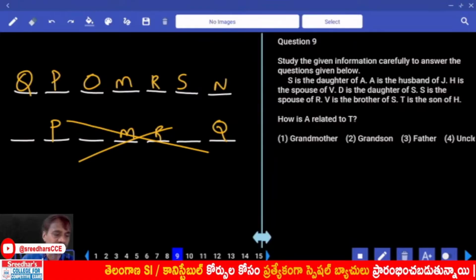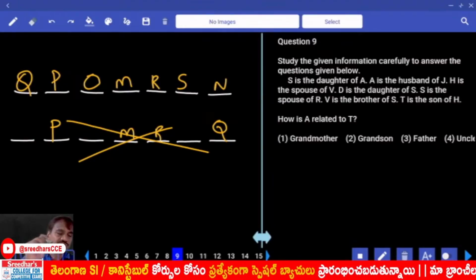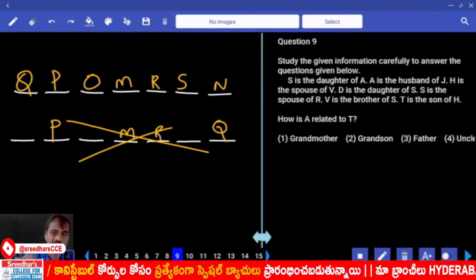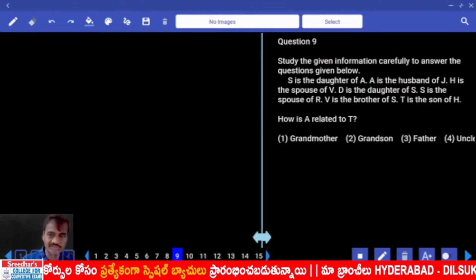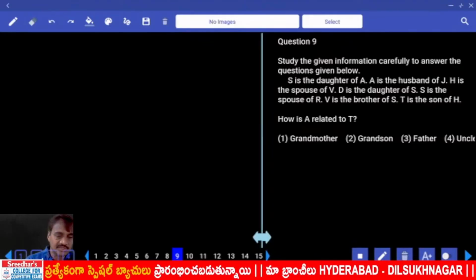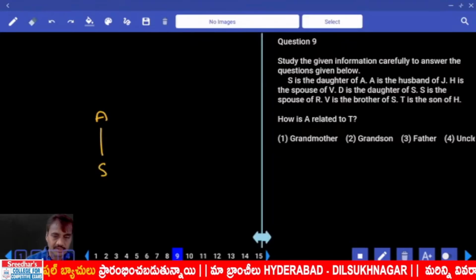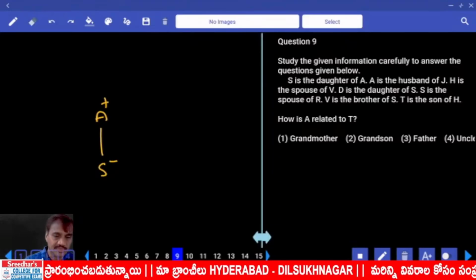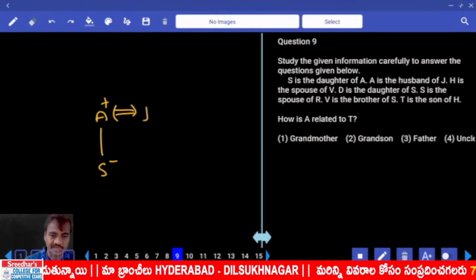Then coming to question number 9 onwards. Now blood relations. S is the daughter of whom? A. S is the daughter of A. And A is the husband of J. A and J are married.